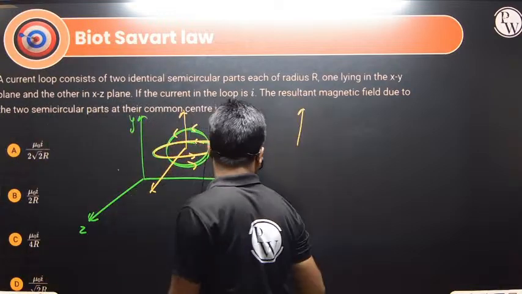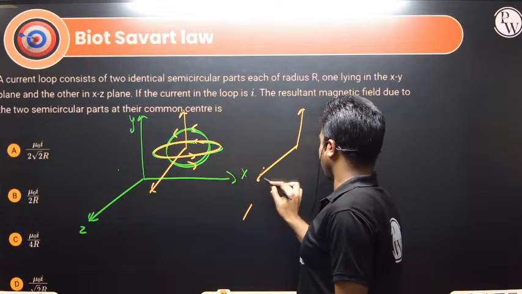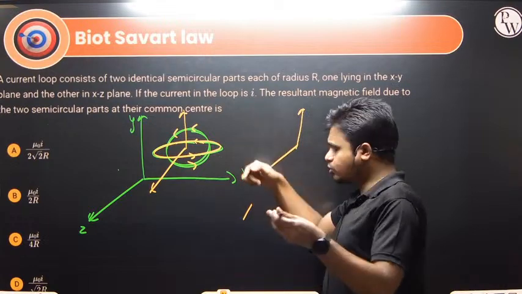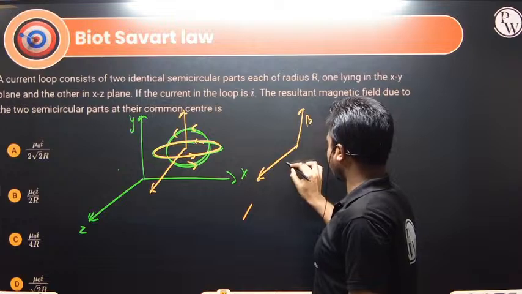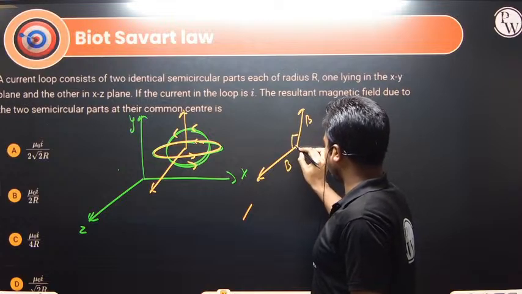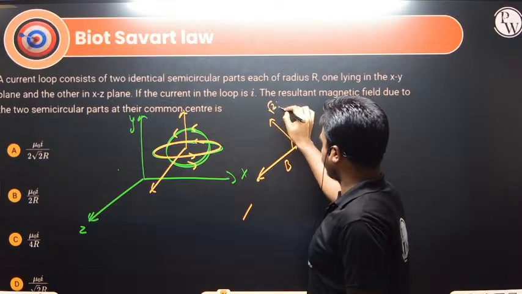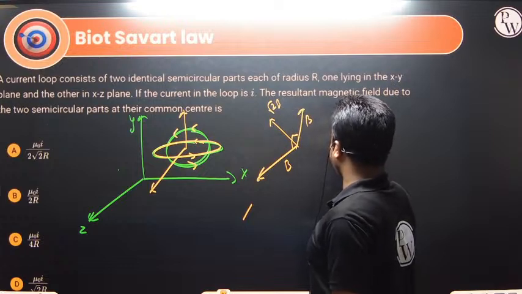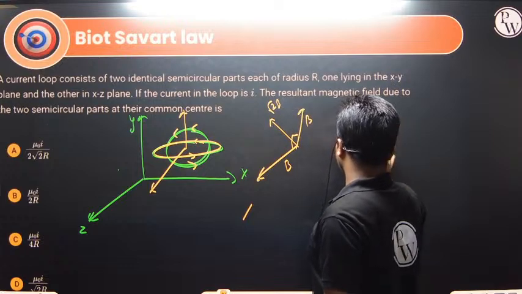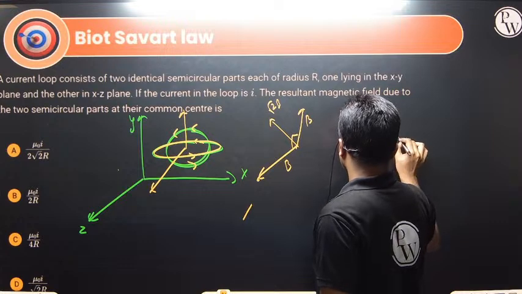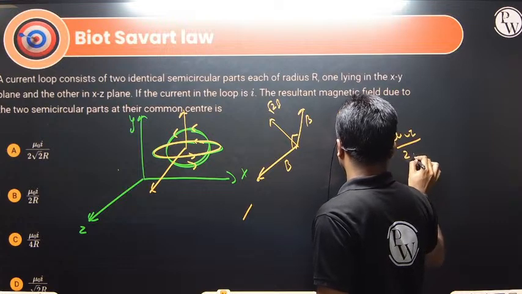So one is upward and second is outward like this. So what is the angle? This is also B and this is also B. The angle is 90 degrees. So this will be how much? Root 2 times B. So the net magnetic field is root 2 times B. What is B? Mu naught I divided by 2R.